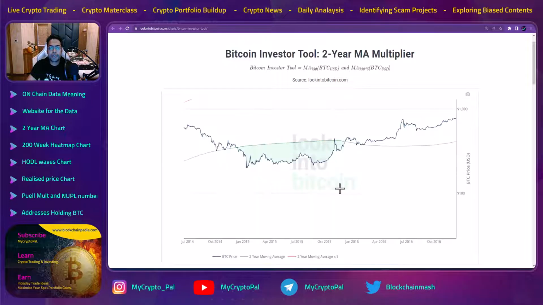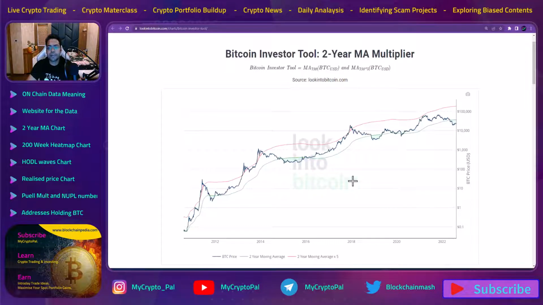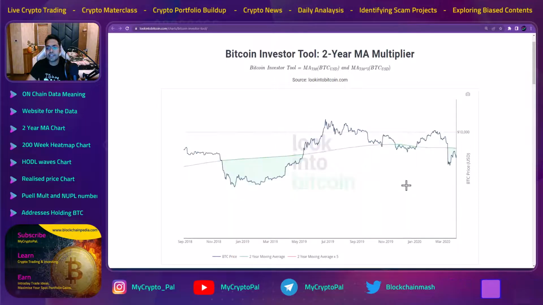Okay, if you want to zoom out, you can zoom in like this, and you can see that this green line is the 2-year moving average, and whenever price was consolidating below it, it gave some good buying zones. Okay, so similarly, you can see the same thing over here. Price dropped below the moving average, and once it came, there was some good amount of profits.